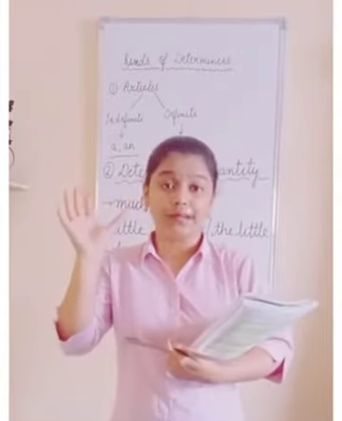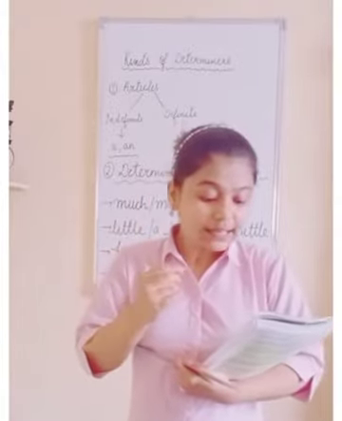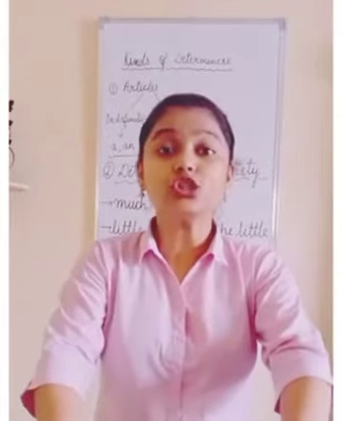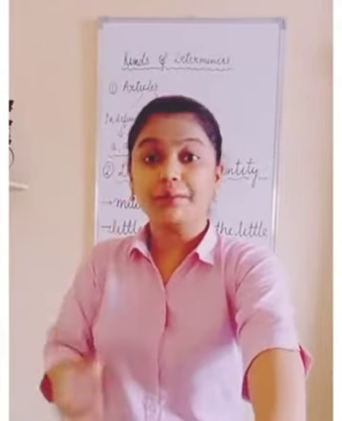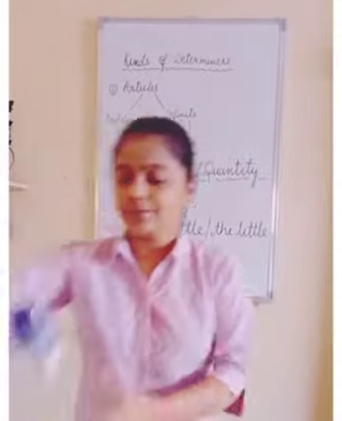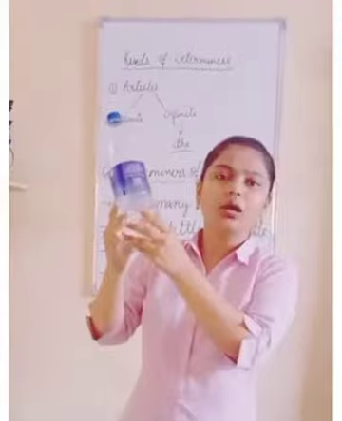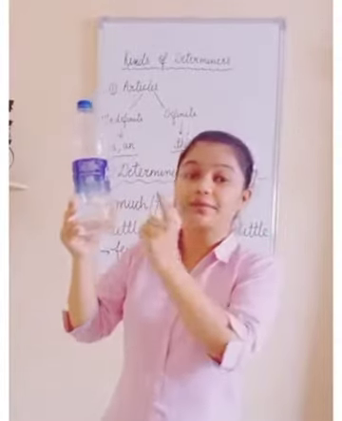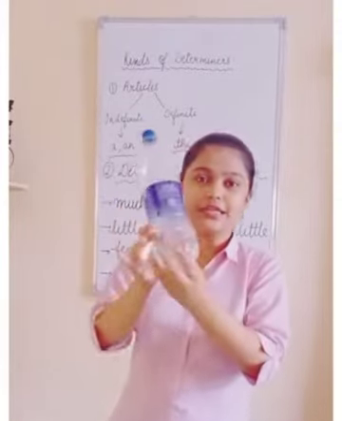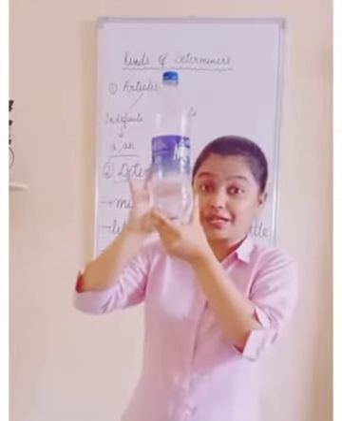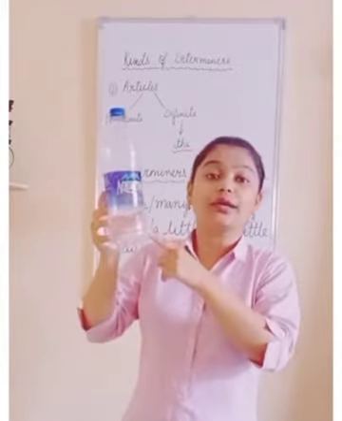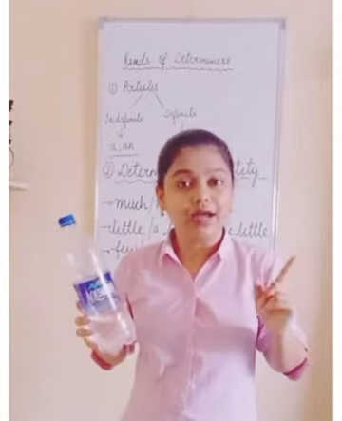Understand this, uncountable noun. For example, if I am saying there is not much water left in the bottle, much water means I'm talking about a little quantity, right? If I say there is not much water left in the bottle, not much means there is very little, right? Understood? I am not talking about any countable thing. I am talking about the uncountable thing. Are you getting my point?